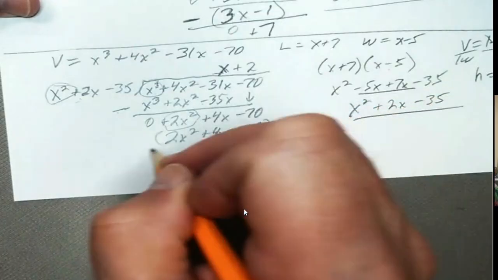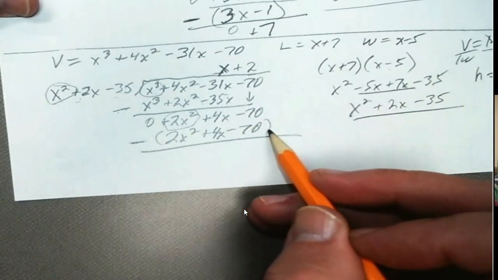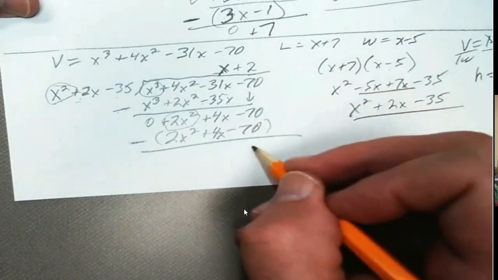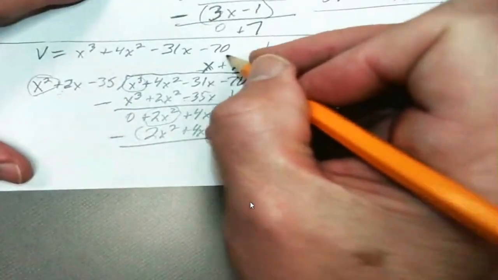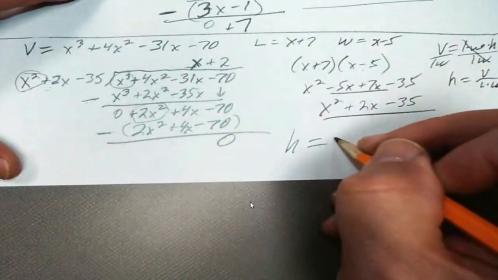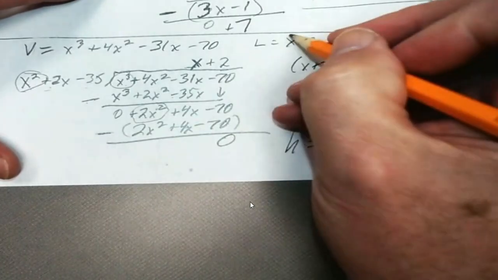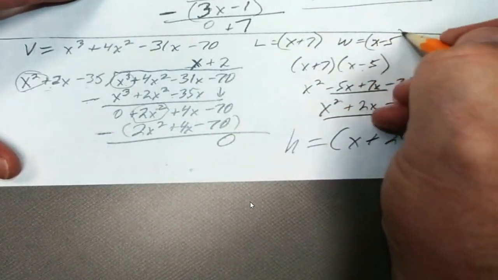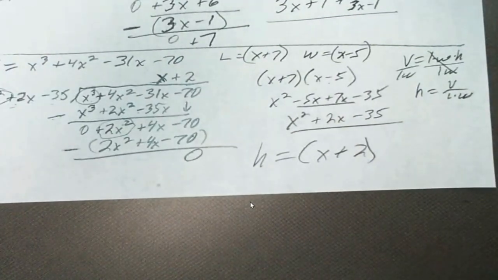Hey, look, if I subtract 2x squared plus 4x minus 70 from 2x squared plus 4x minus 70, so this is the height. Height equals x plus 2. So the length is x plus 7, the width is x minus 5, the height is x plus 2. And I know you're going to see problems like that.